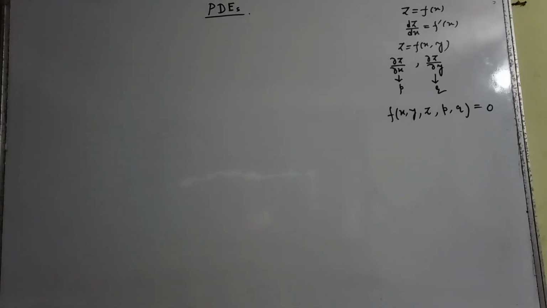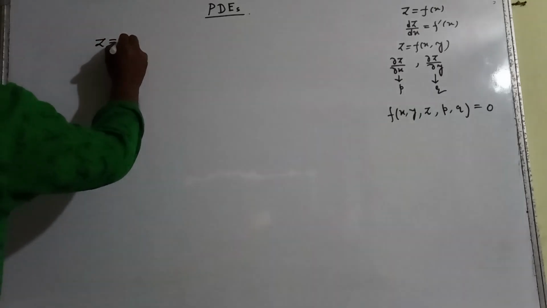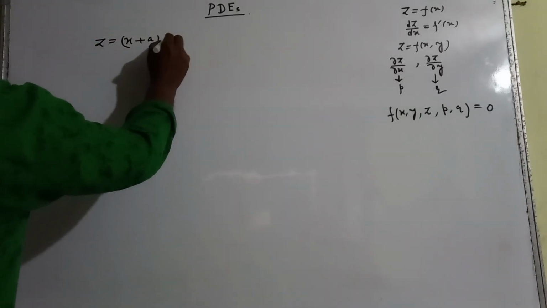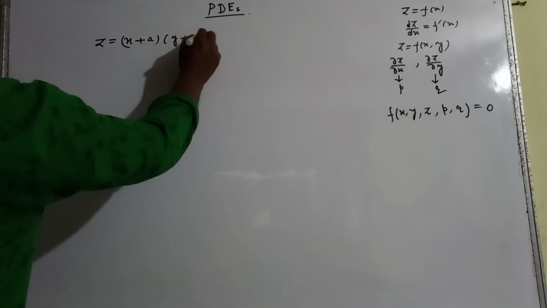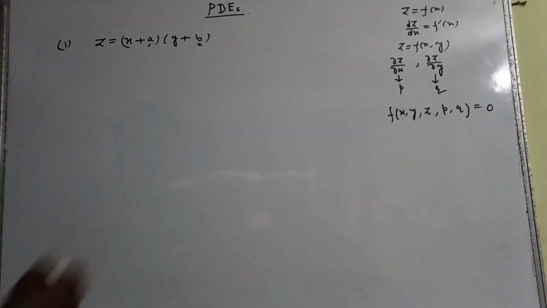Now we have to study how to construct a partial differential equation from an ordinary equation. Let us take an example. Suppose z equals (x plus a) into (y plus b). Here a and b are arbitrary constants. We have to eliminate the arbitrary constants and formulate a partial differential equation. This is number one.